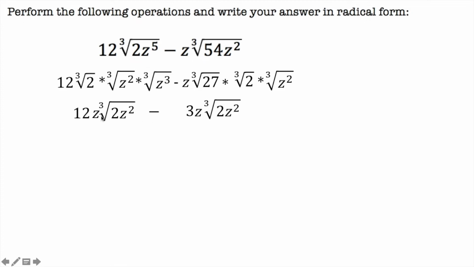So now if you take a look, the index of 3, 2z squared matches the index of 3, 2z squared. So you just are going to subtract the front numbers. So you have 12 minus 3, which is 9. So 9z cube root of 2z squared. I know that one was kind of confusing, so if you want to replay it, go ahead. We'll go over more in detail in class as well, but you might want to replay this one.